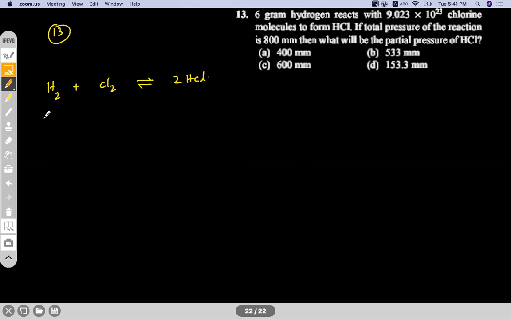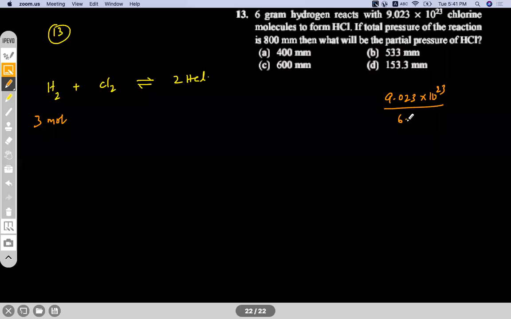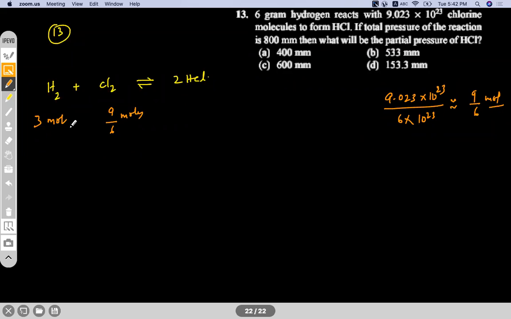6 gram of hydrogen means we have 3 mole. This much atom of chlorine, 9.023 into 10 to the power 23, divided by approximately 6, I'll assume 10 to the 23. So roughly I'm assuming this has 9/6 mole of chlorine. Can we say that? Given number of molecules divided by Avogadro number. So we have 9/6 moles of chlorine, right?